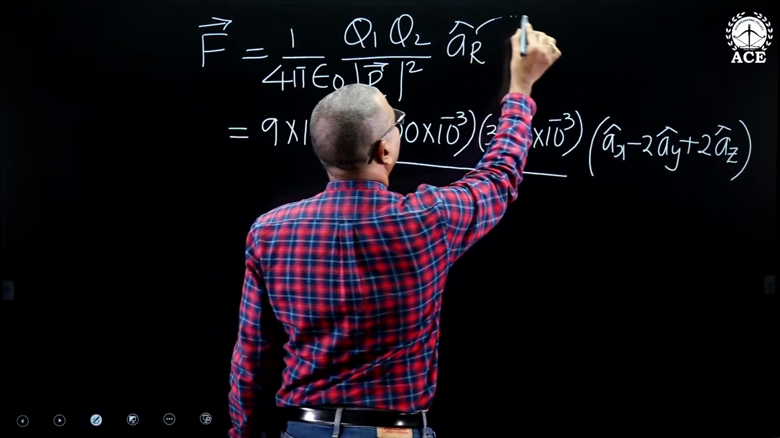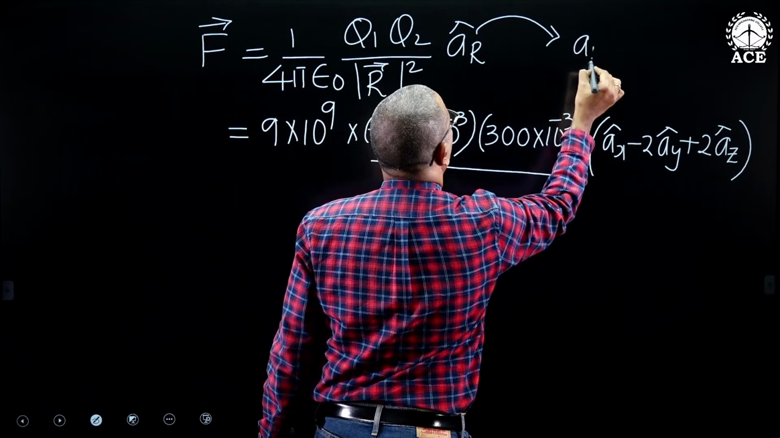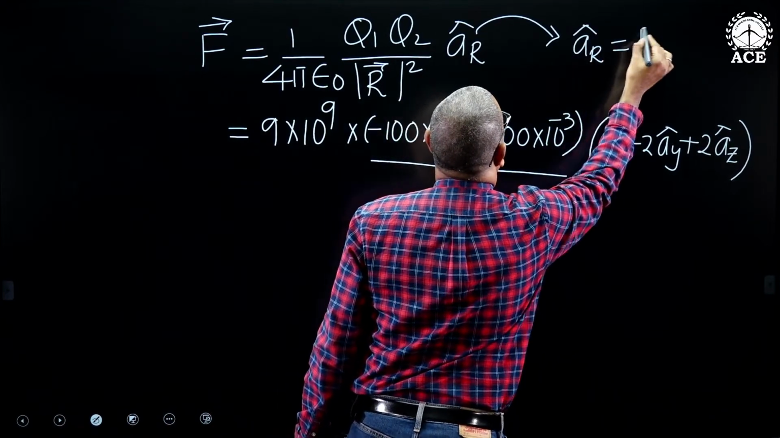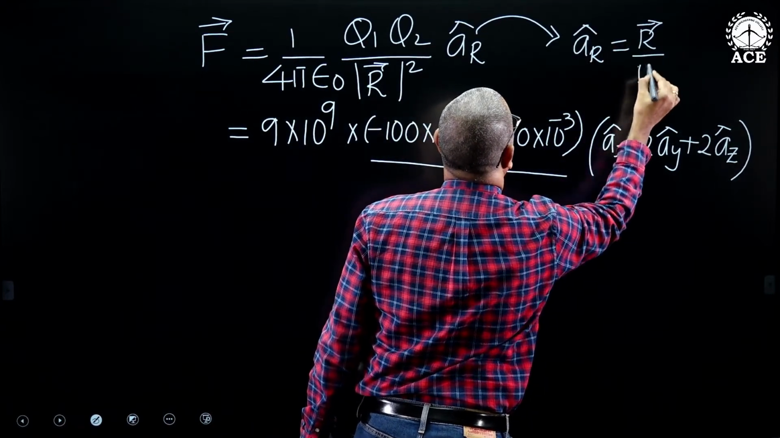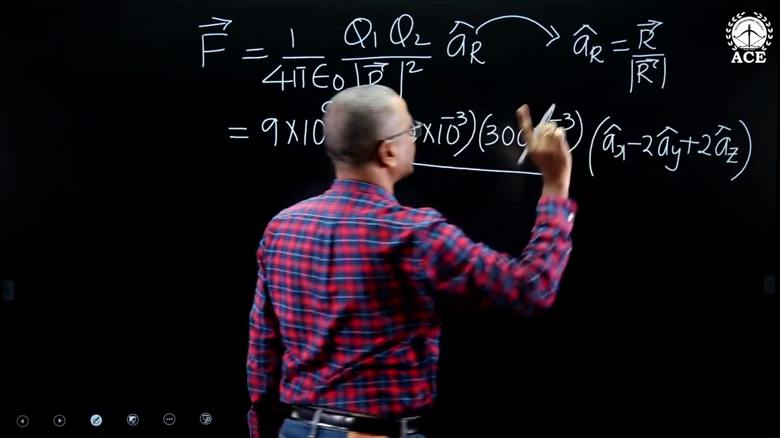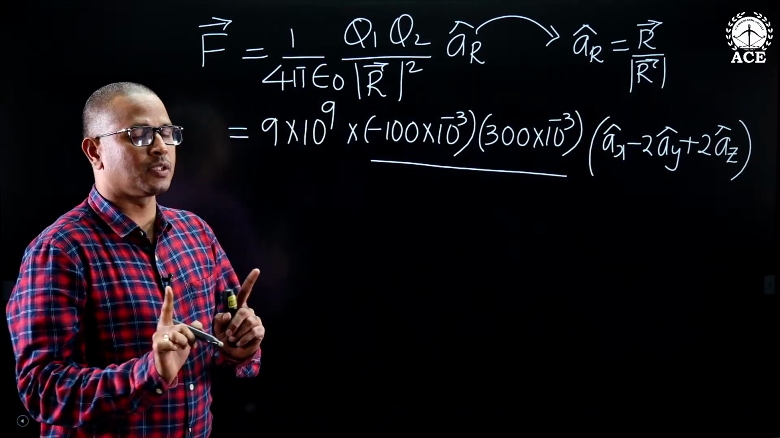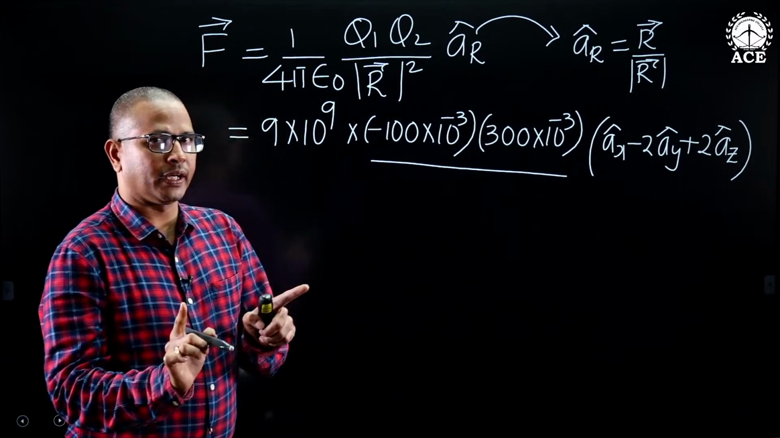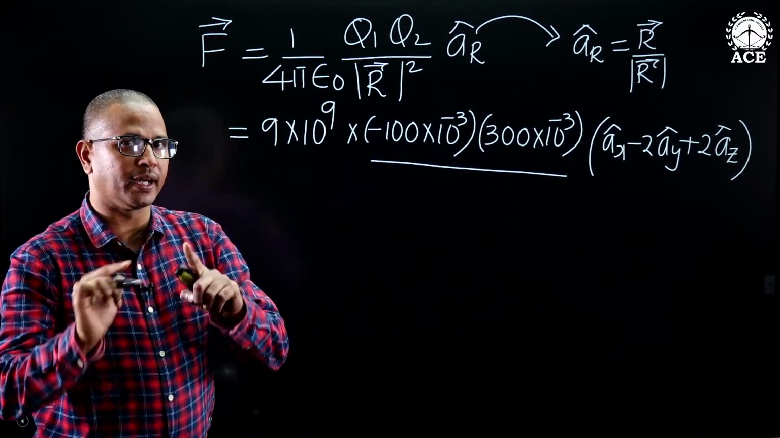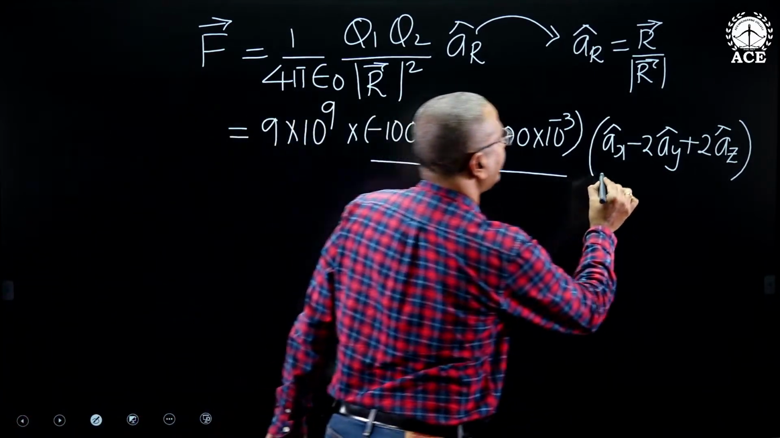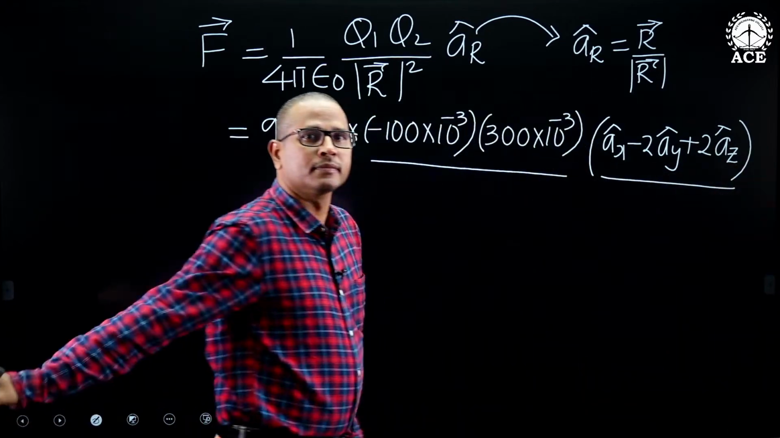What is basically here AR cap, dear students? AR cap is nothing but the vector divided by its magnitude. Keep in mind, this is important, dear students. It is not just a vector. Unit vector is defined as vector divided by its magnitude. Then what we have? Divided by its magnitude.